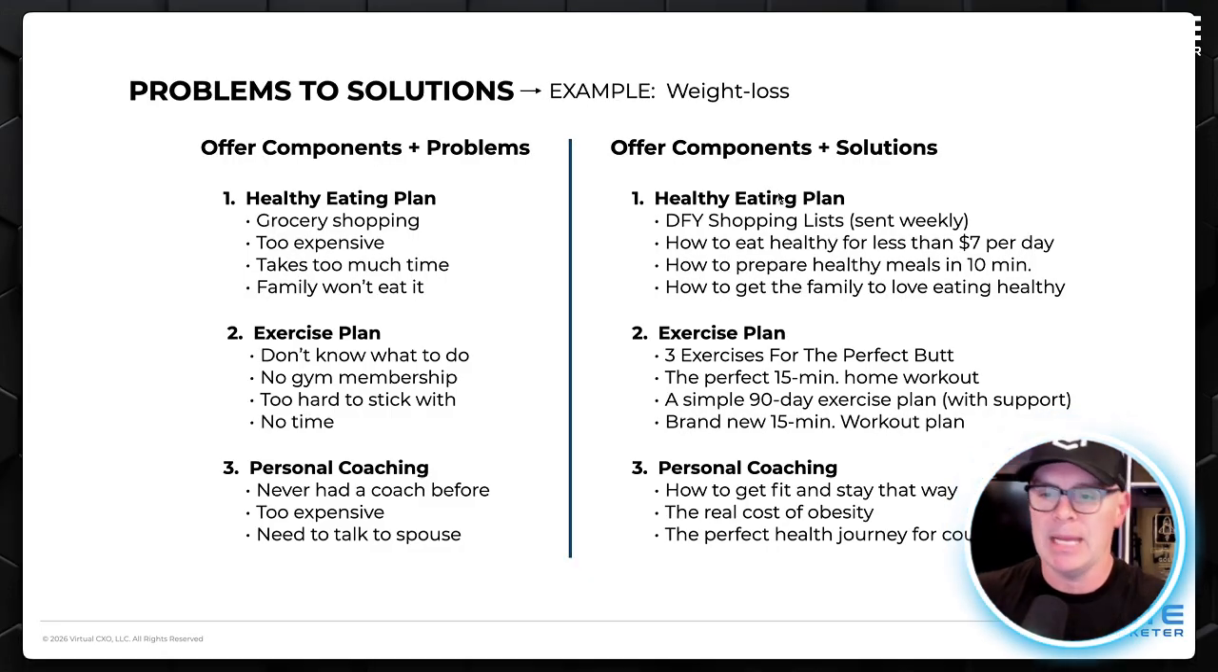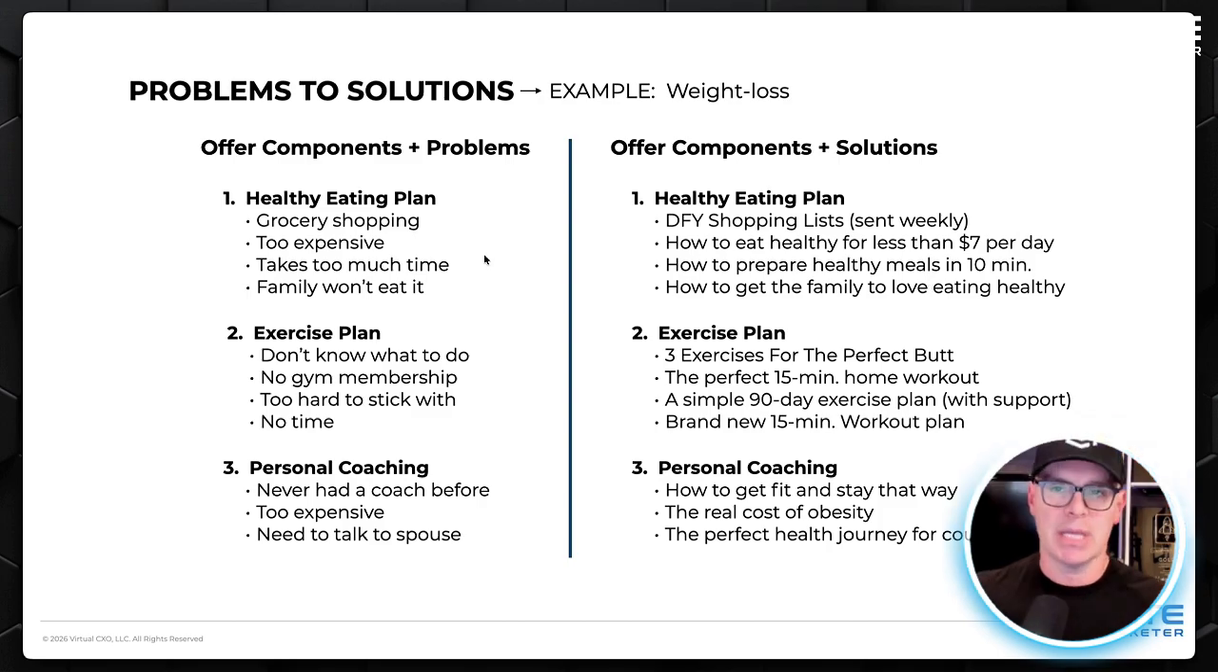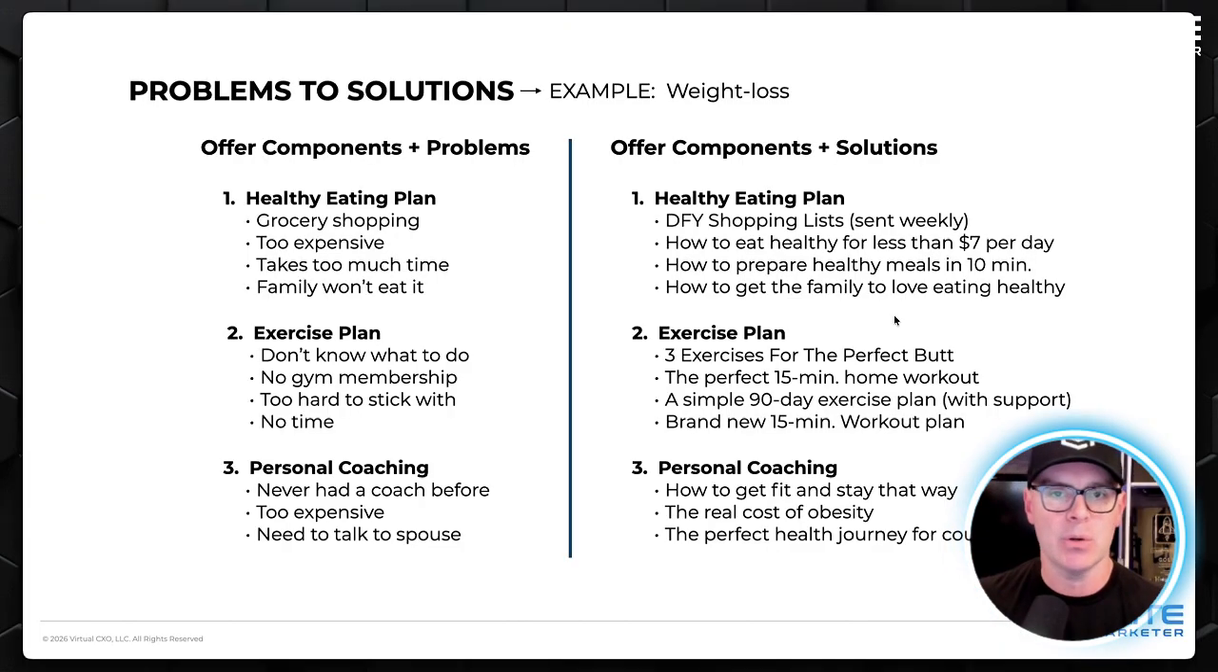So the healthy eating plan, grocery shopping is a problem. Okay. Well, here's a done for you shopping list. It's too expensive. Well, here's how to eat healthy for less than $7 per day. Takes too much time. How to prepare healthy meals in 10 minutes. You get the gist. Okay. These literally could be all separate lead magnets that you use over a year and give you different copy for organic, could give you different ad angles and lead magnets.